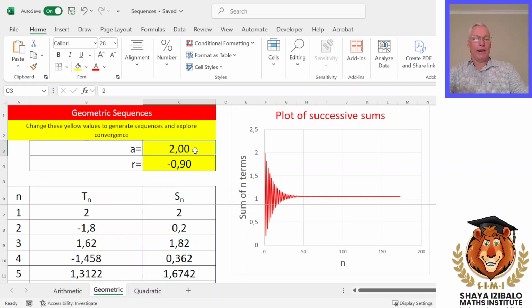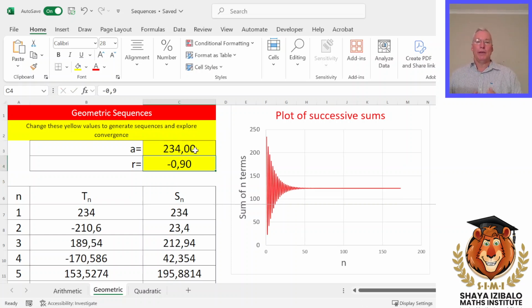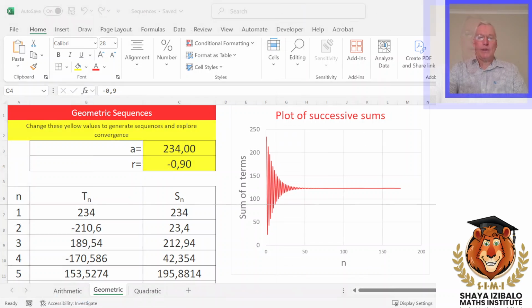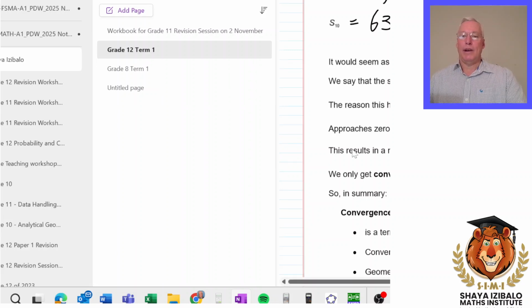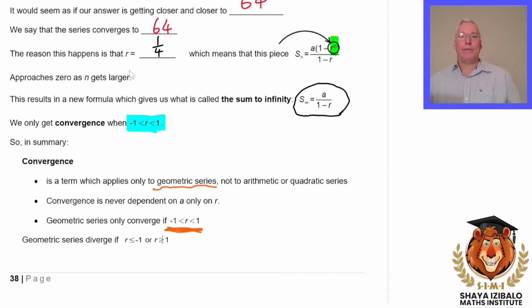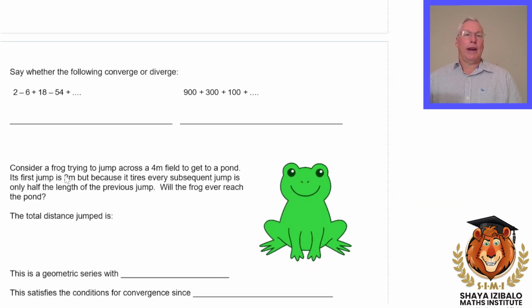Just to confirm, once again, it doesn't matter what my start term is, it will still converge. If r is between -1 and 1, it'll converge. Okay, hope that little illustration is helpful. We're going to dive back in and go back to our workbook. So there it is. We're going to look at the following two examples. Just pause the video very briefly and tell us whether these converge or diverge.